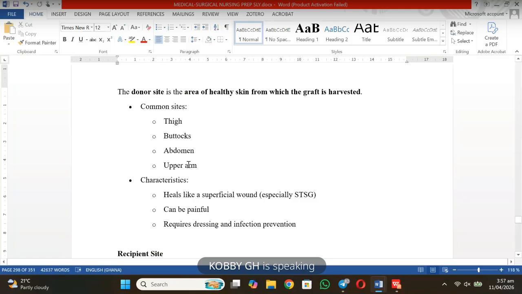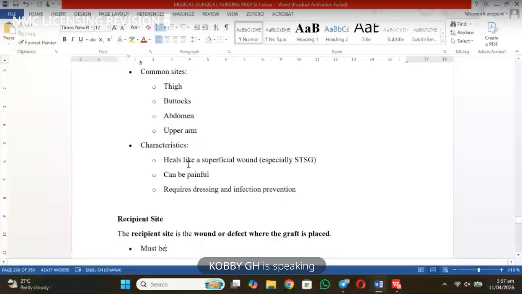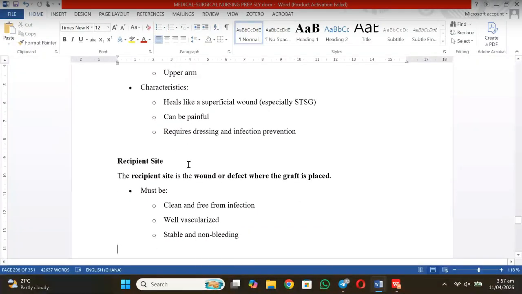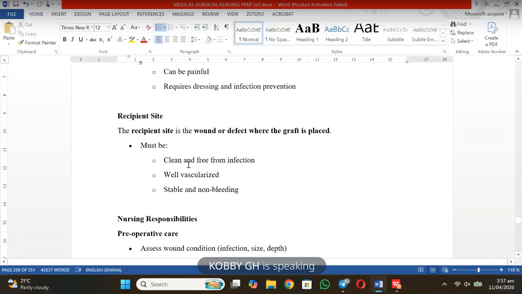Usually the donor site heals faster. Even though when they pick the skin there will be a wound there, it is a surgical wound, a very clean wound, so it heals very fast. And that wound can be very, very painful. I'm telling you, that wound can be very painful. Okay, and usually the donor site too has to be dressed very well to prevent infection.